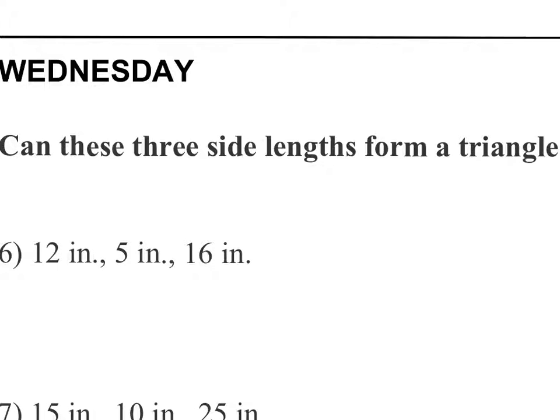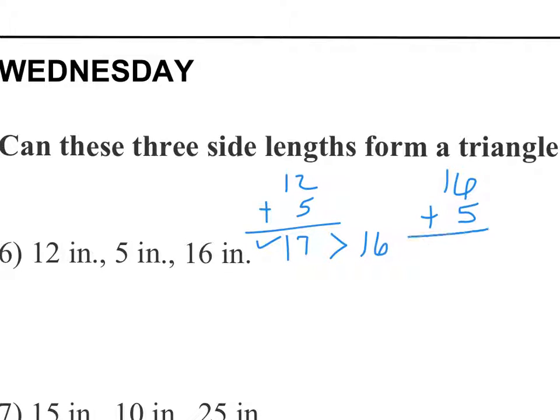So I'm going to start with the first 2 sides, 12 and 5, and I'm going to add them together. Its sum has to be greater than 16, and that is true. But we can't stop. We have to do that 2 more times just to make sure that there's not a no in there somewhere. So I'm going to take 5 and 16, and I'm going to add those together, which gives me 21. 21 has to be more than that third side, which is 12.